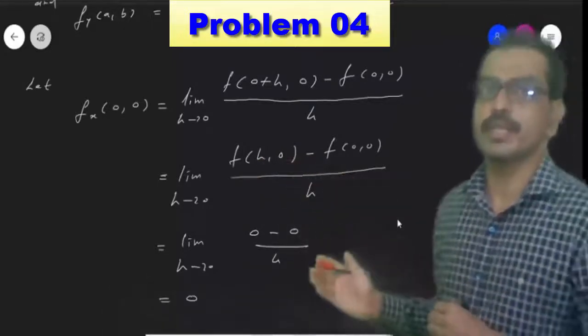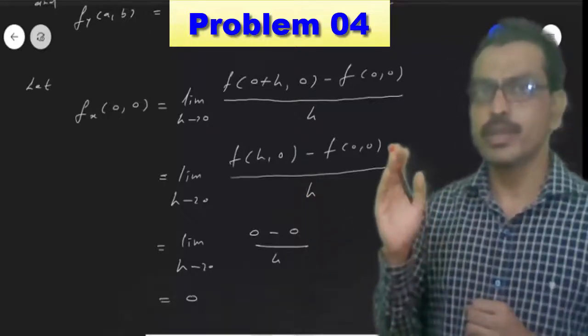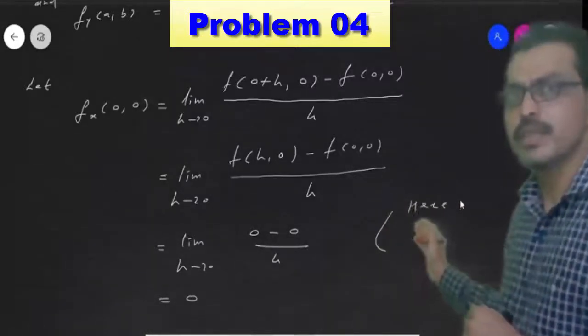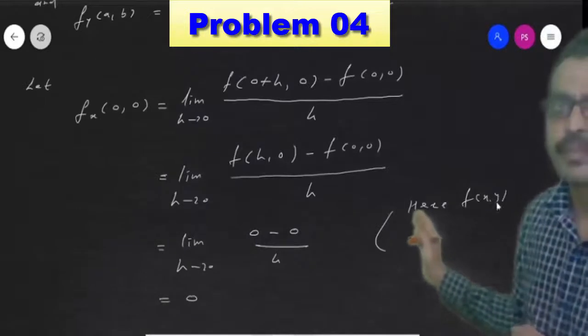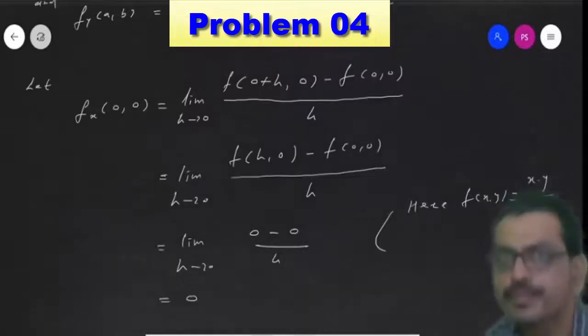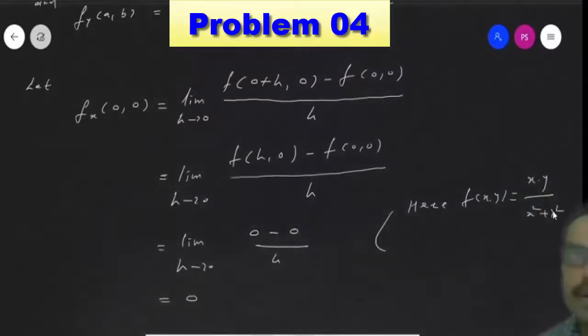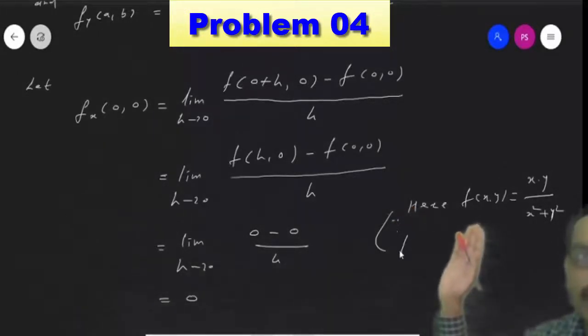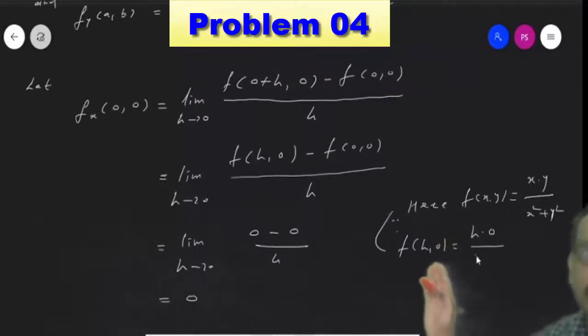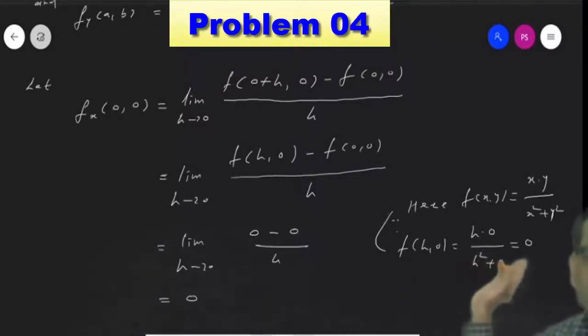Our given function is x·y divided by x² + y². Therefore, since the function f(x,y) is equal to xy/(x² + y²), put here x = h and y = 0. Therefore, f(h,0) is equal to h·0 divided by h² + 0², so f(h,0) is equal to 0.